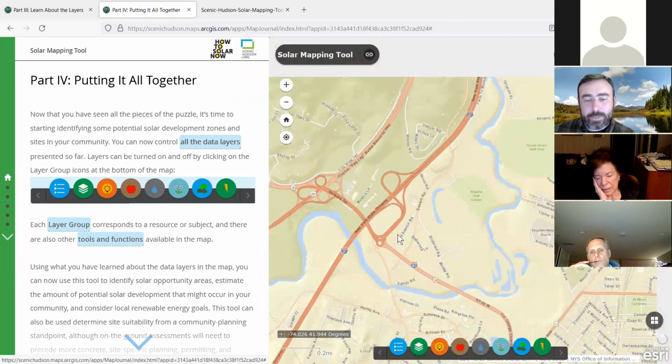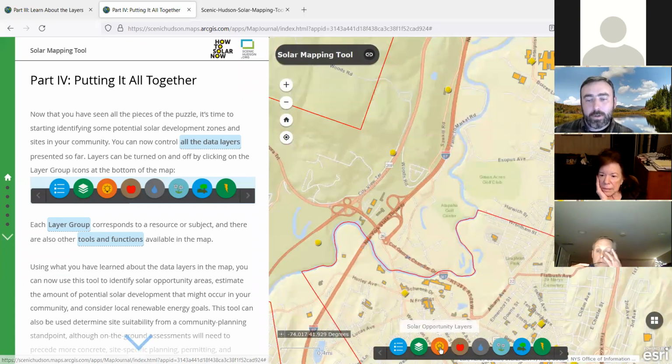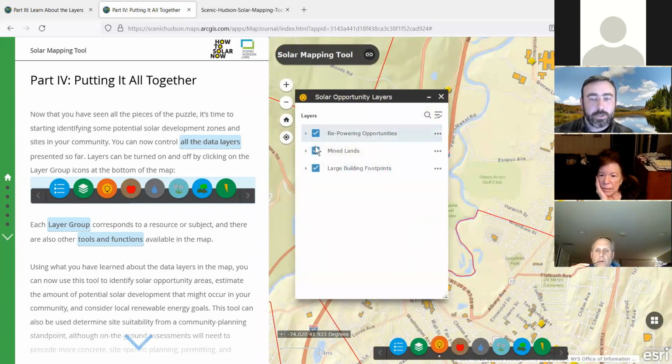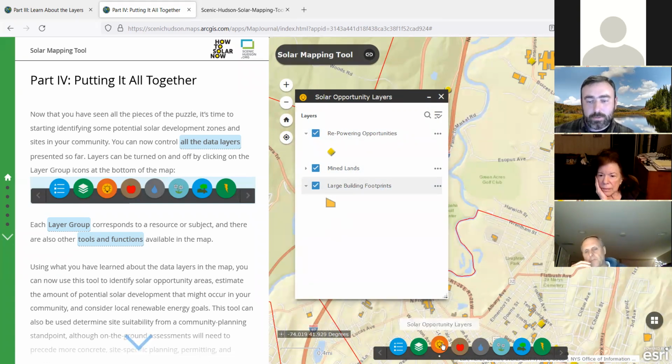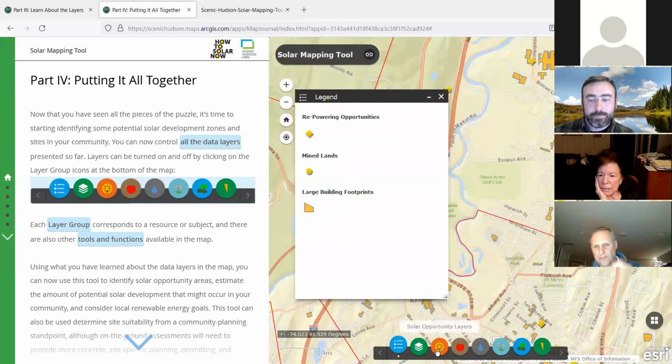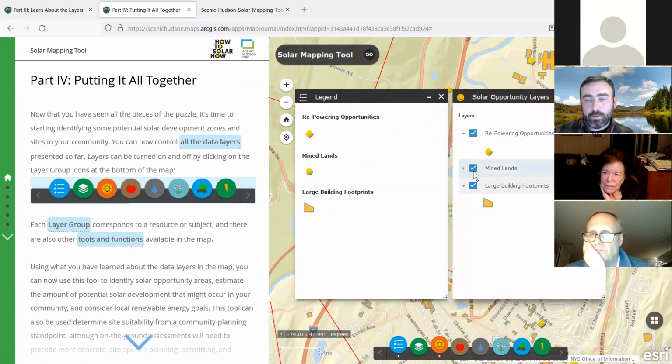And so when the map comes up, it already has our solar opportunity layers turned on. If I expand these little drop downs, it's going to show me the key or the legend for what these things are. I can also look at a legend. And so if I turn on more than one layer in more than one group, they'll all be in the legend.